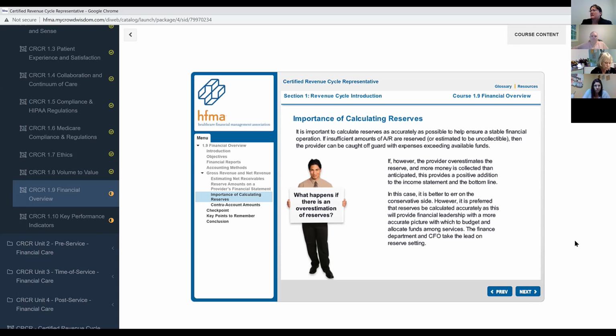The contra accounts. In this guide, it's referring to the software that enables the provider to automatically reduce the account to the net realizable value. I think of it in different terms.